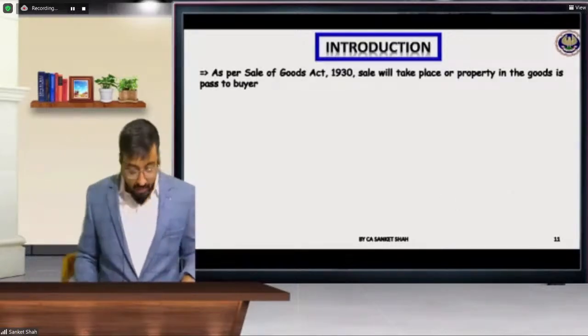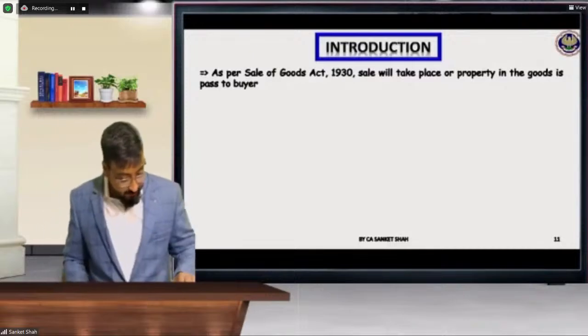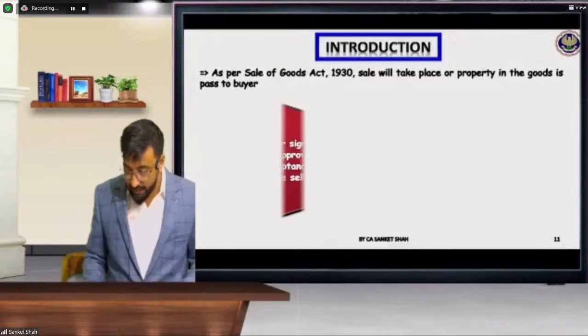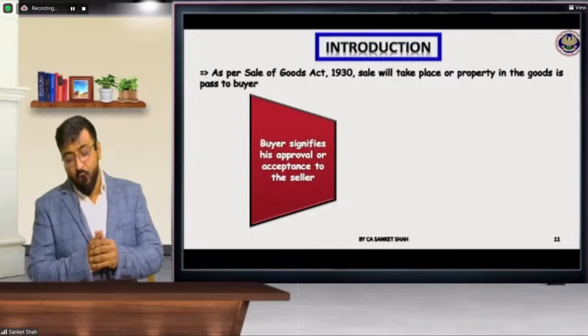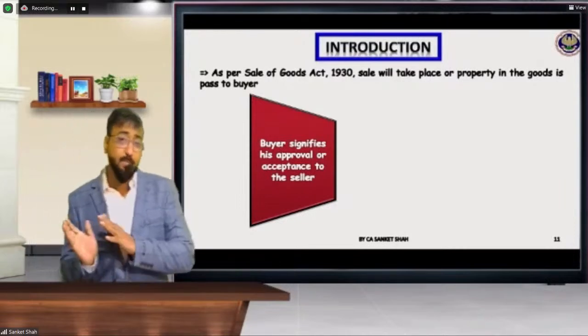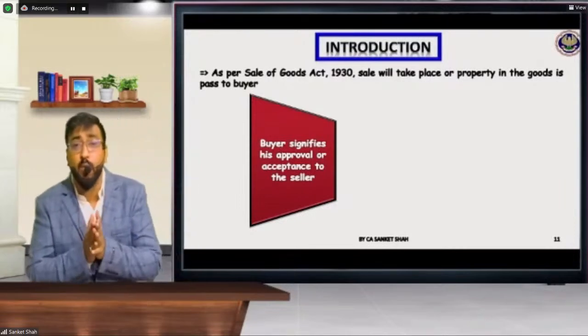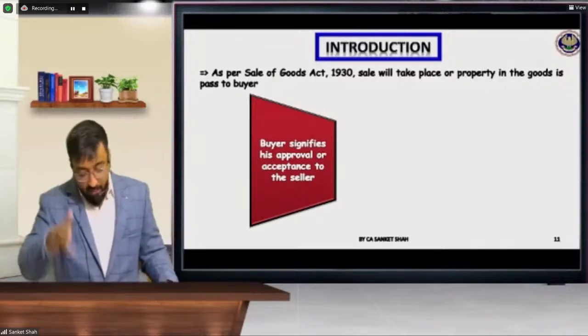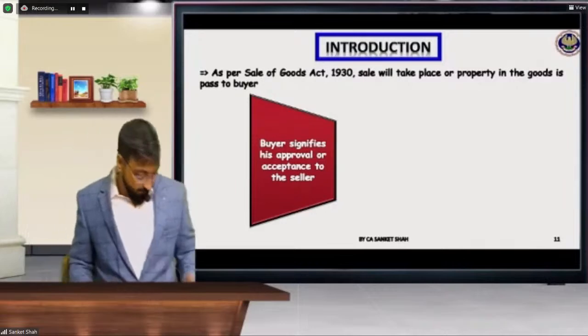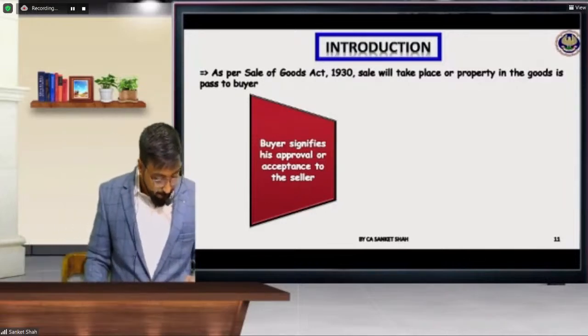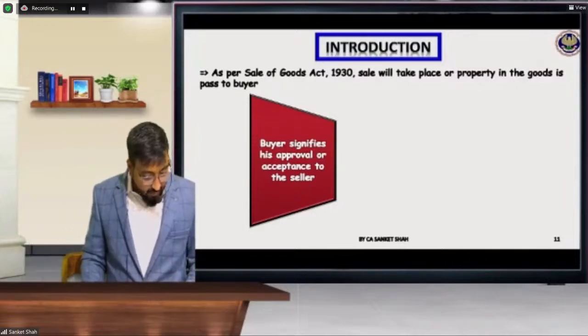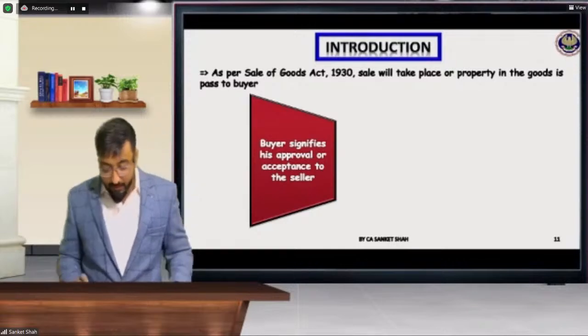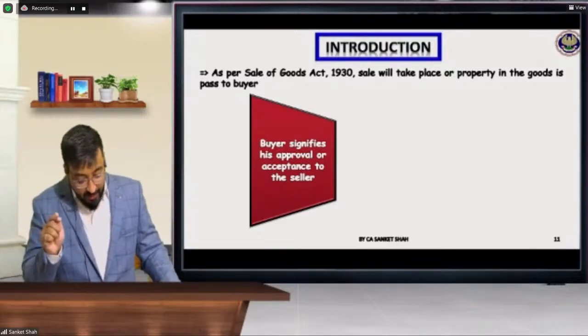एज पर सेल ऑफ गुड्स एक्ट, as per Sale of Goods Act 1930, sale will be take place or property in the goods is passed to the buyer. So property of the goods is passed to the buyer. Buyer signifies his approval or acceptance to the seller. Buyer क्या करता है? Buyer signifies his approval or acceptance to the seller.